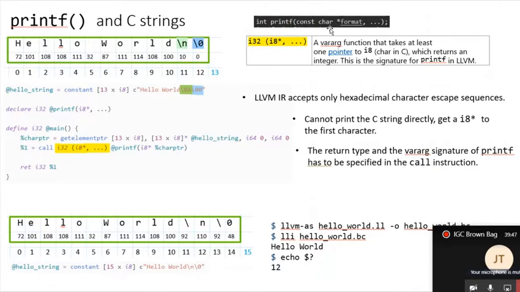So the signature: printf returns a 32-bit integer. Then it takes a const char pointer, which is just an i8 pointer in LLVM IR, and then we have a ... representing the variadic arguments coming after that.